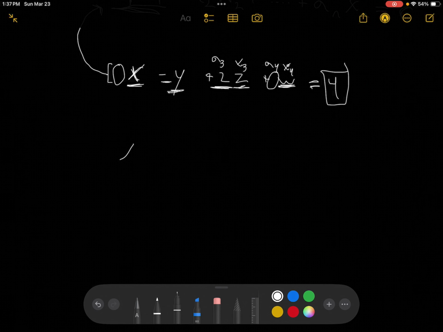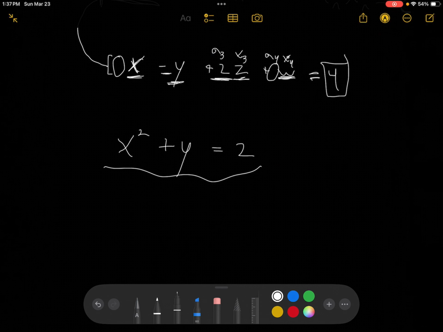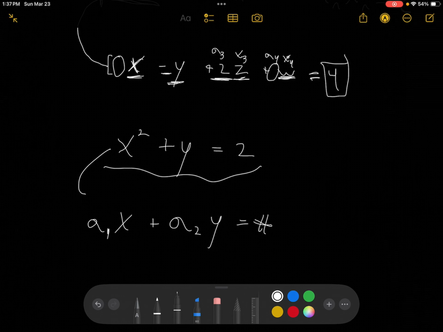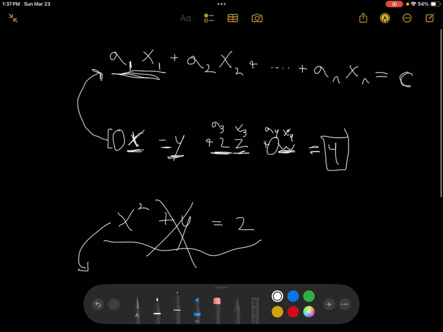So let's see something that's not a linear equation. Well, one example could be, say, x squared plus y equals 2. This equation right here is not a linear equation because we can't rewrite it in some format where we have some number times x plus some other number times y equaling some number. We can't convert this equation into this format. Thus, this one is not considered a linear equation.